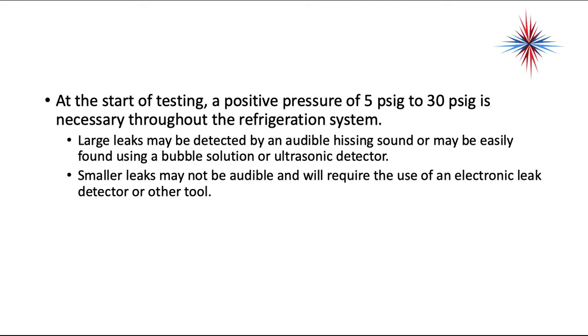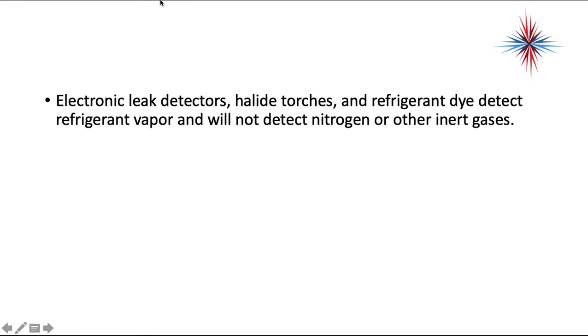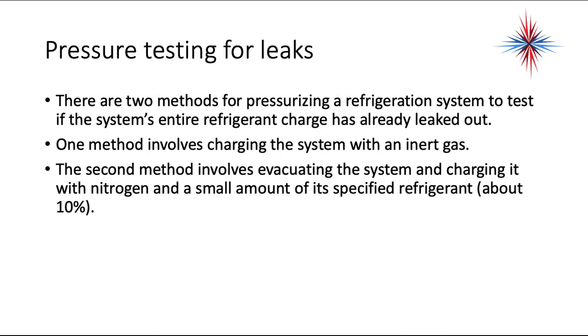If you can't find any signs of oil or audible leaks, then you can move on to other leak detection tools. Try the easiest stuff first. Electronic leak detectors, halide torches, and refrigerant dye detect refrigerant vapor and will not detect nitrogen or other inert gases.